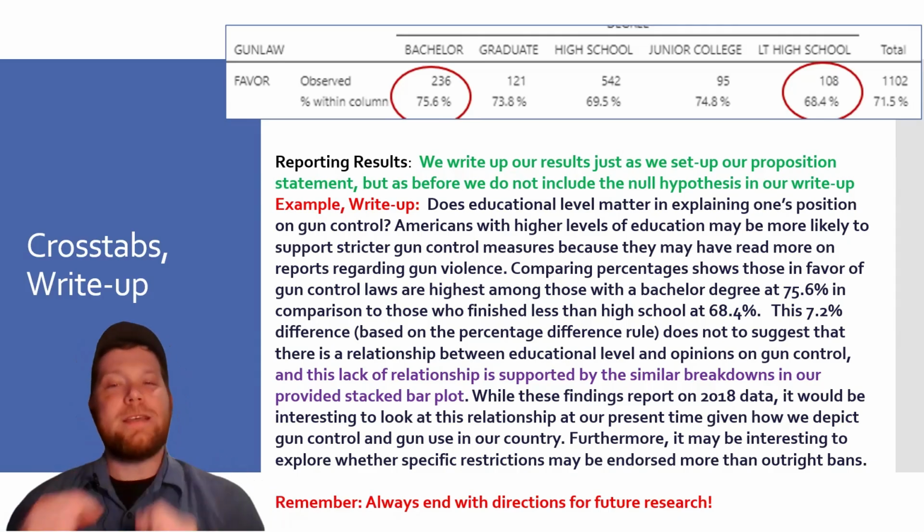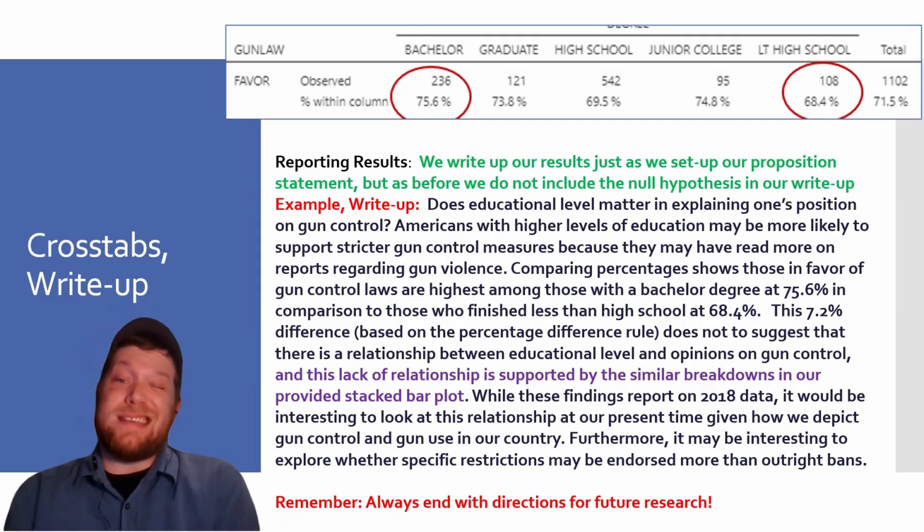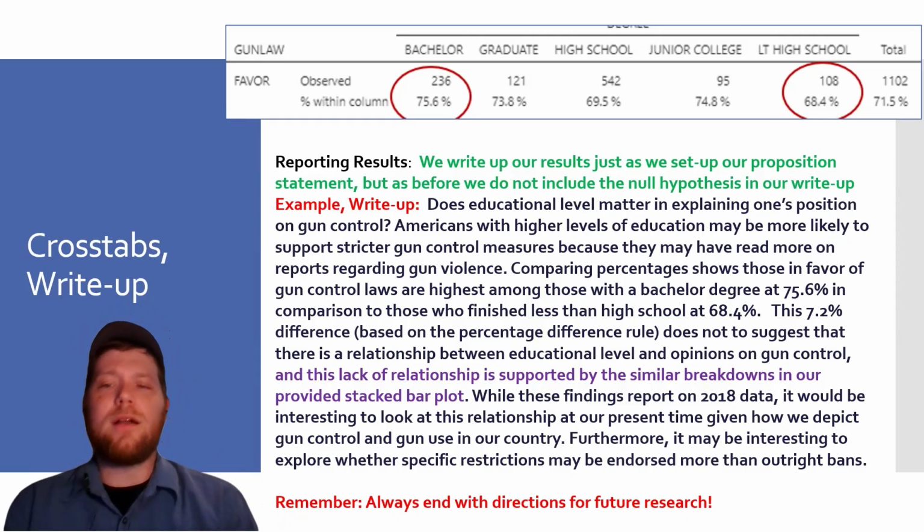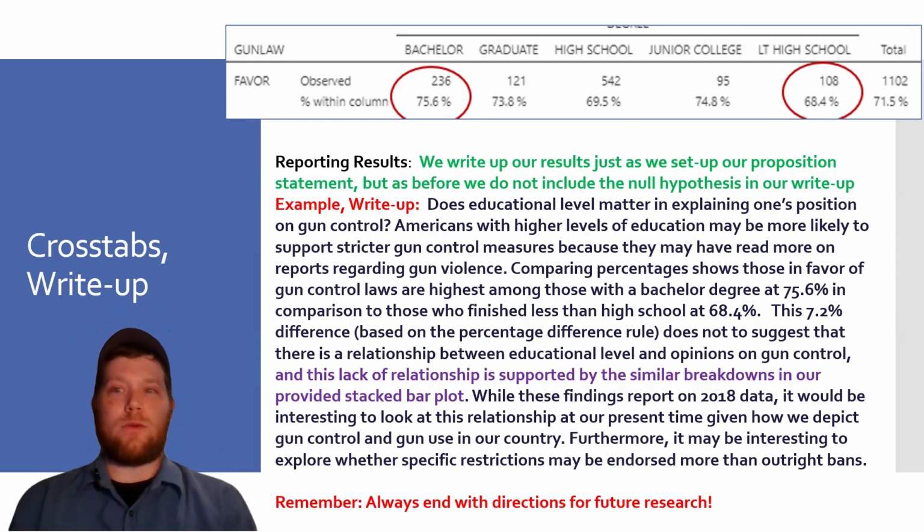While these findings report on 2018 data, it actually would be interesting to look at the relationship at a present time, given how we depict gun control and gun use in our country. Furthermore, it may be interesting to explore whether certain specific restrictions may be endorsed more than outright bans.